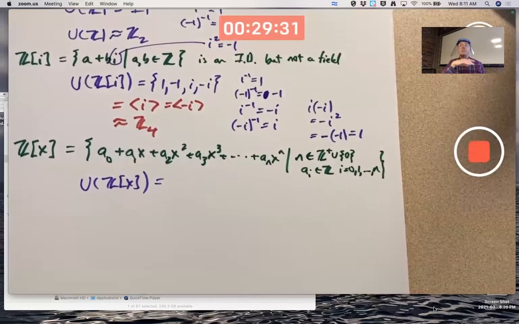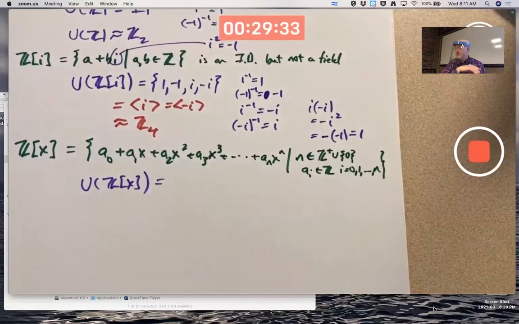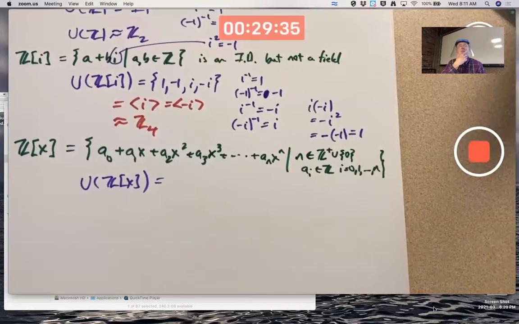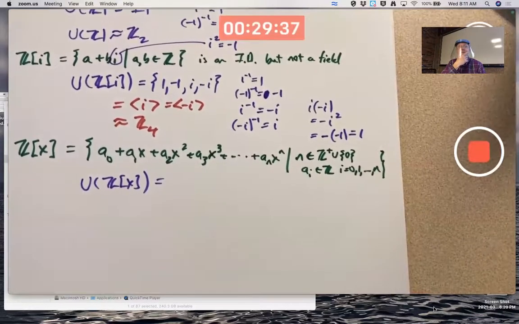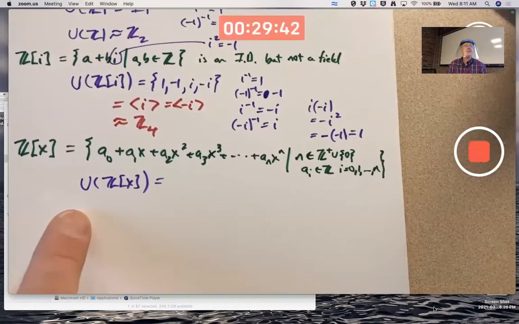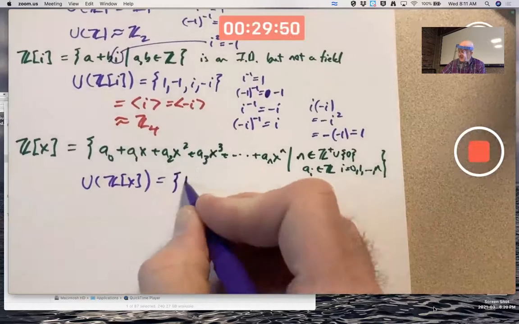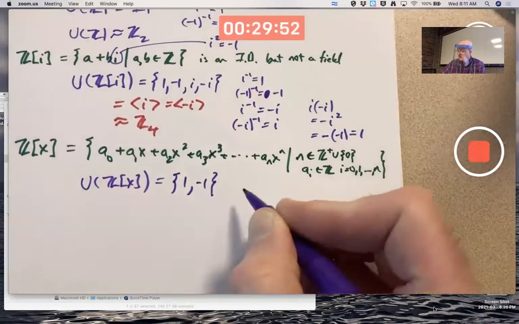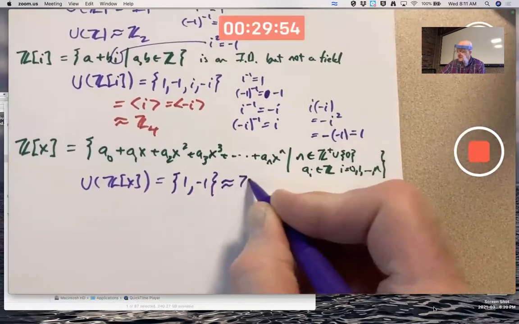Unless, maybe if we were modding, maybe some things could go away, mod by something. But here we're not doing any modding, so the units have to be constant polynomials. And in fact, since they're integers, there's just 2 units. The constant polynomials 1 and -1 under multiplication, and this is isomorphic to Z2.